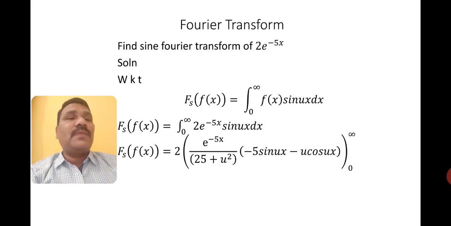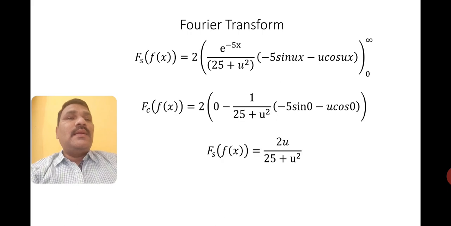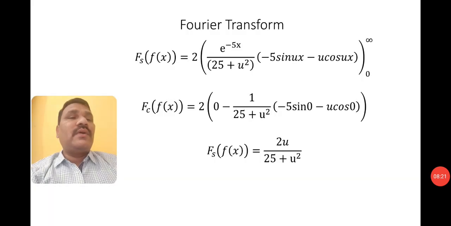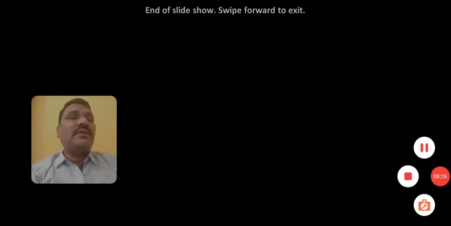Once again, if you apply the limits, the upper limit will contribute 0, and the lower limit will contribute minus 1 by 25 plus u square into minus 5 sin 0 minus u cos 0. Sin 0 will be 0, so minus minus gives plus, so we get 2u divided by 25 plus u square. I hope that whatever we are doing here, you got the actual idea. So thank you.